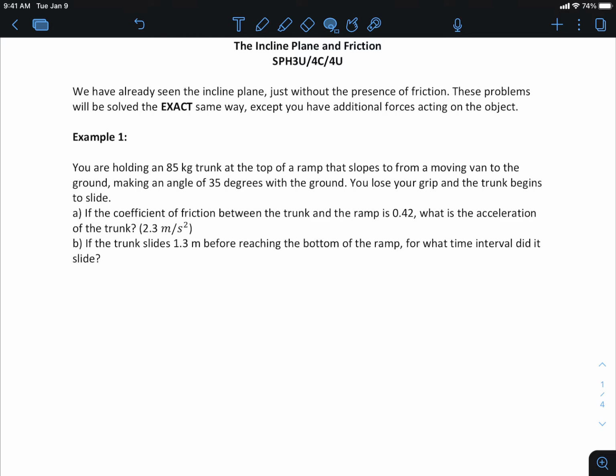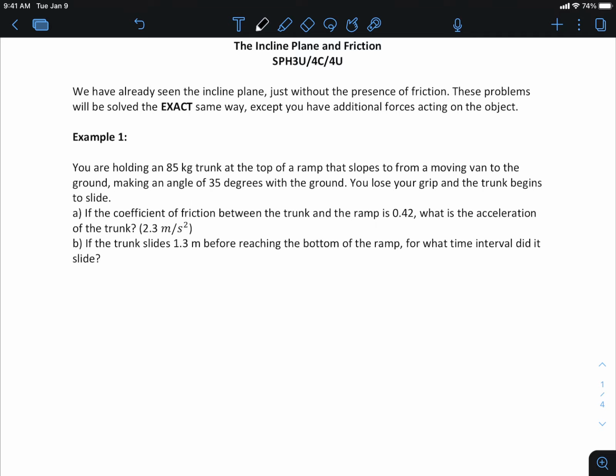Really a lot of this comes down to, can you draw free body diagrams? These are going to be your best friend for these kinds of questions. So right off the top, you're holding an 85 kilogram trunk, and I think we kind of saw a question like this already. It didn't have friction in it. At the top of a ramp that slopes from a moving van to the ground, making an angle of 35 degrees with the ground, you lose your grip and the trunk begins to slide.